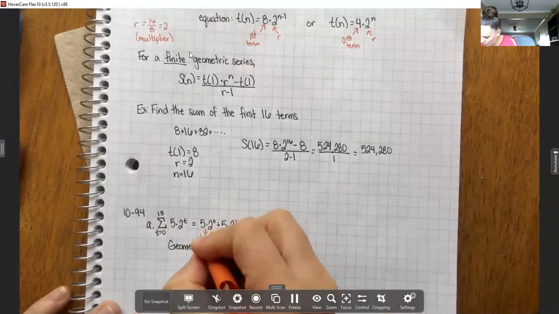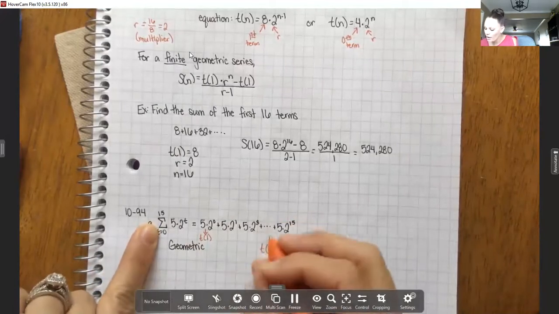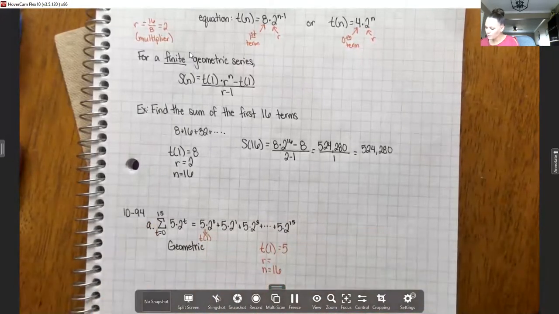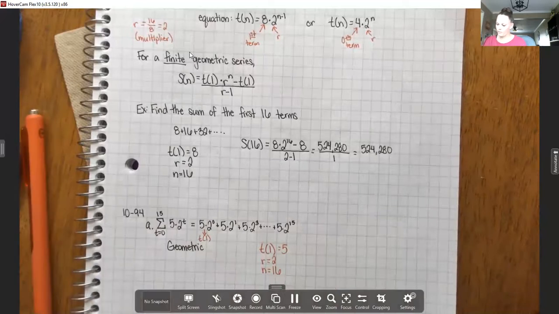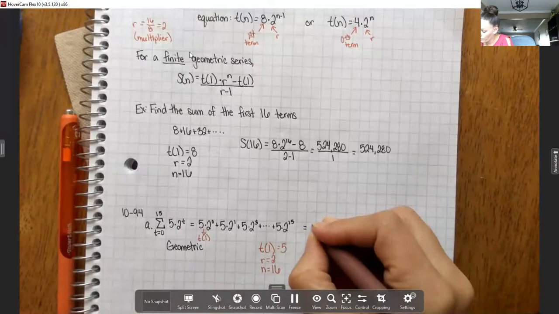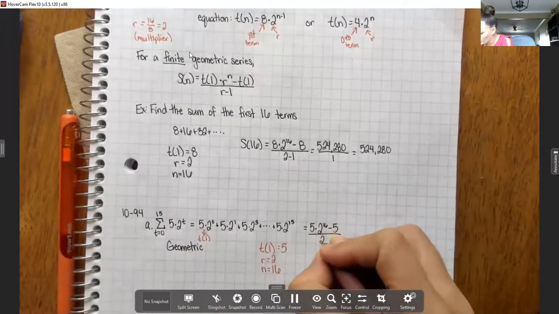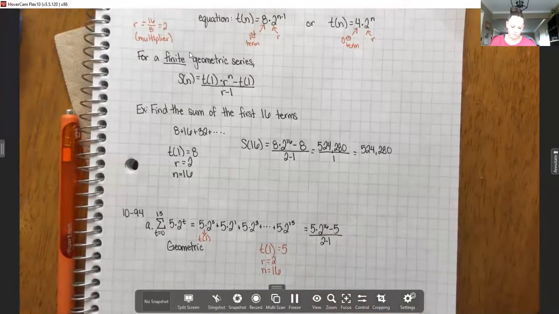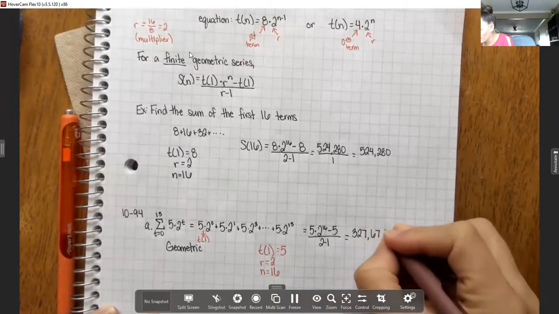This right here is t of 1. They used a t here, and that makes it a little bit confusing. I just picked the one from the book. I should not have done that. But our first term here is 5, and our multiplier is 2. So we just plug it in. So this would be 5 times 2 to the power of 16 minus 5, all divided by 2 minus 1, which gives us 327,675.